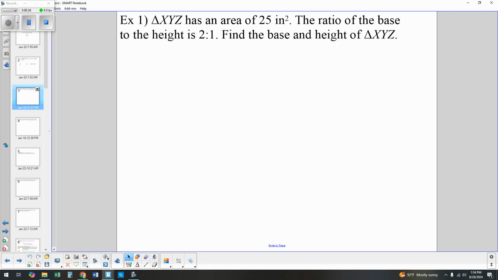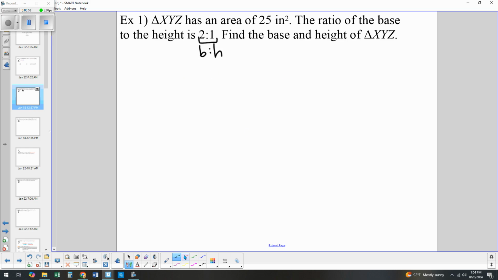So in our first example, they're telling us triangle XYZ has an area of 25 square inches. The ratio of the base to the height is 2 to 1. So our ratio is right here, and that's base to height. Now we want to find the actual values of the base and height for this triangle. So 2 to 1 has been reduced. It could have been 4 and 2. It could have been 5 and 2.5. It could have been any combination that got reduced to 2 to 1.